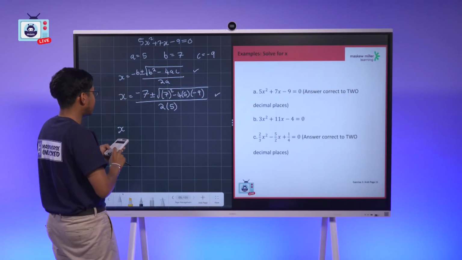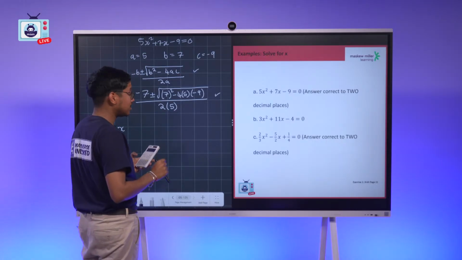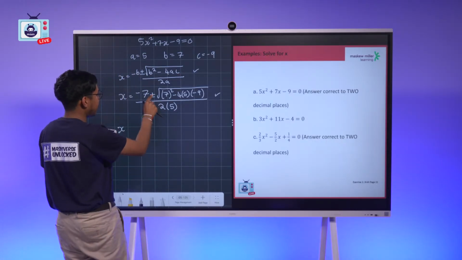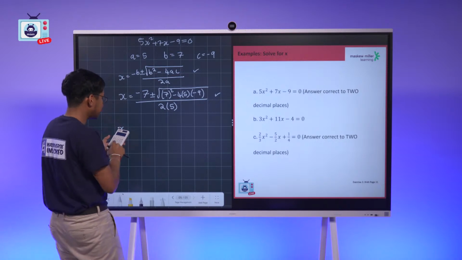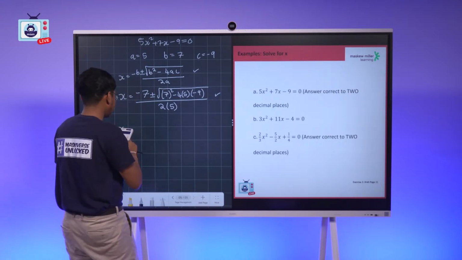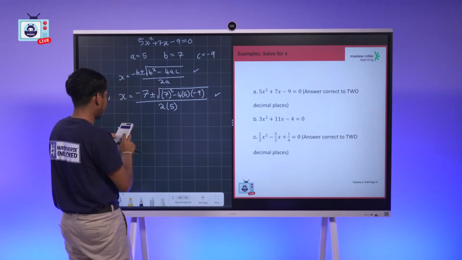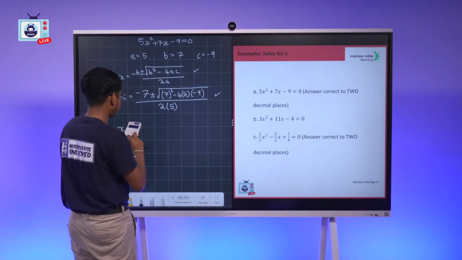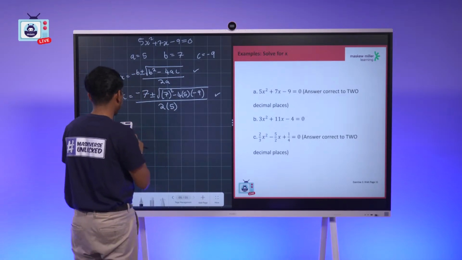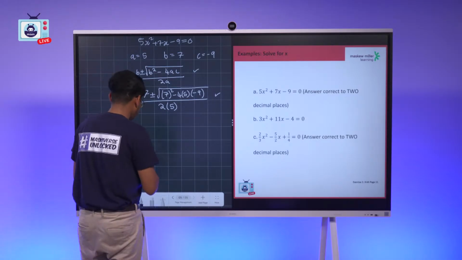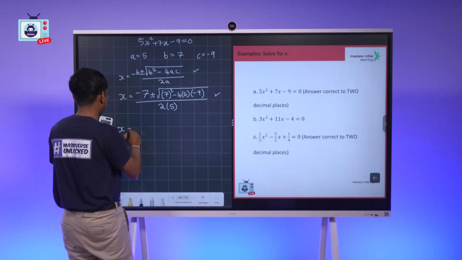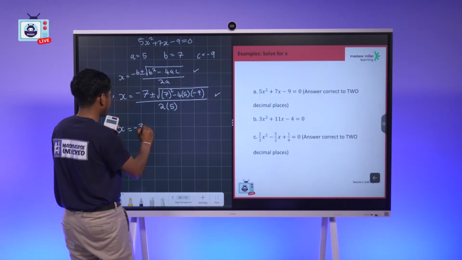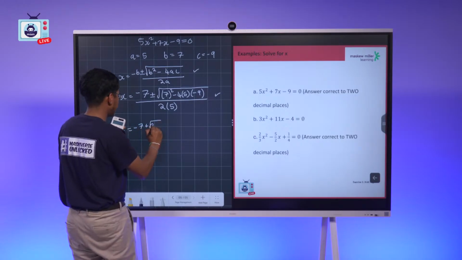So I have negative 7. I'm first going to put plus in my calculator, right? So I have plus, then I'm going to open my square root, and I'm going to go 7 squared minus 4 times 5 times negative 9 over 2 times 5. All right? So you will get something like this, right? You will get negative 7 plus square root of 229 over 10.